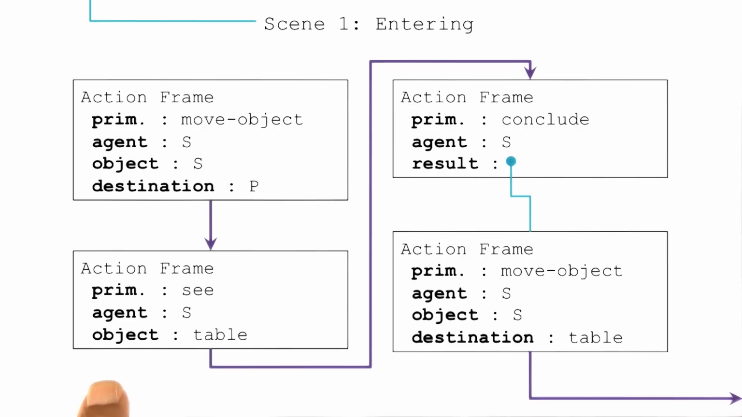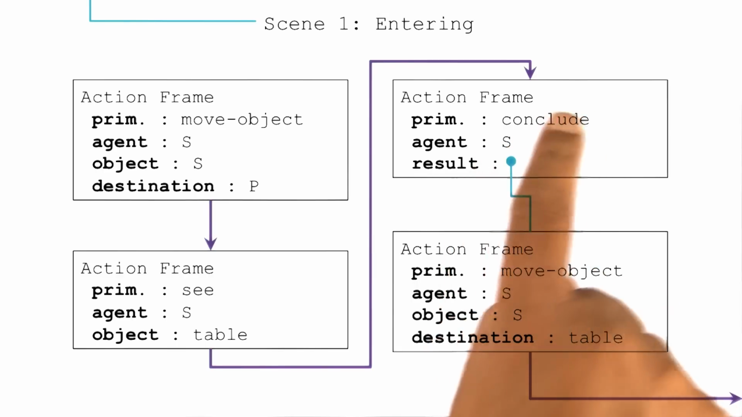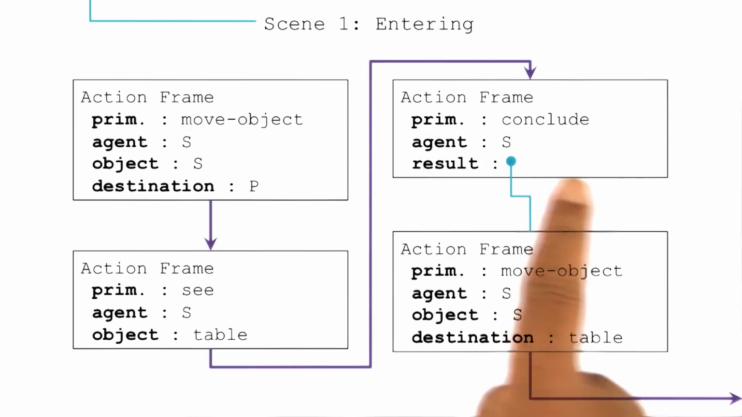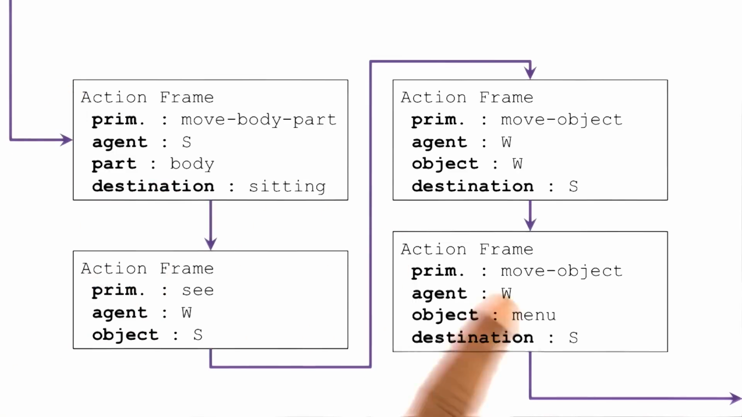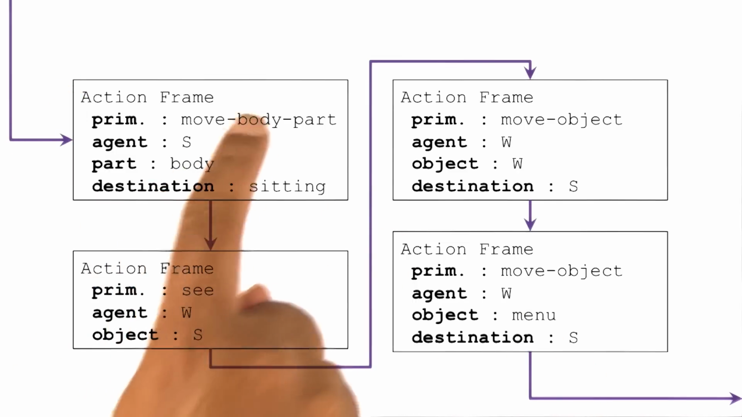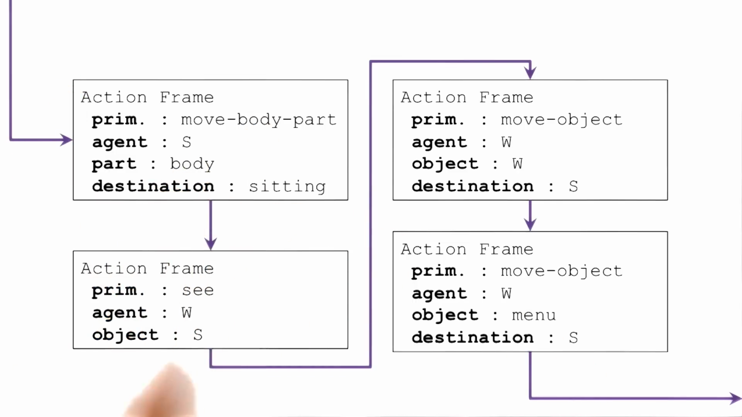In the second frame, the agent S, the customer, sees some table. So in this frame, the customer S decides to take an action. This particular action is where this agent S, the customer S, moves himself or herself to the table. So this is a walking action going on. Let us continue this analysis just a little bit longer. So now S is moving his own body into a sitting position.